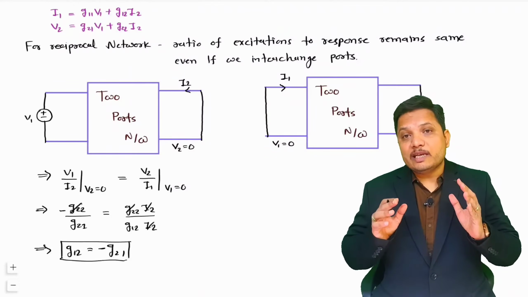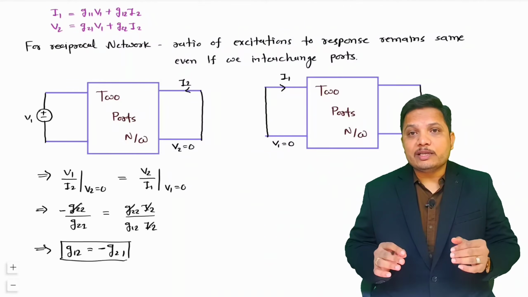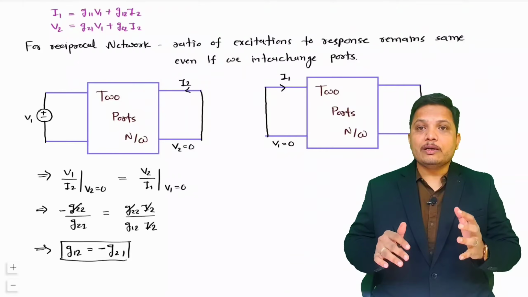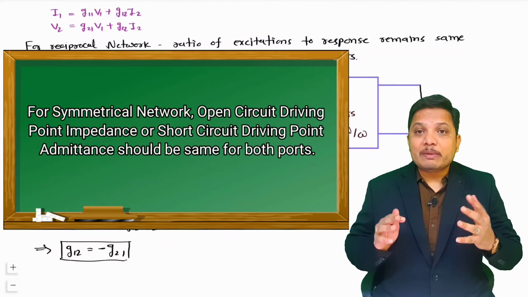So for G parameter, you can identify a reciprocal network if G21 is equal to minus G12. Now my dear students, I'll explain the basic definition of symmetrical networks. So what is a symmetrical network?